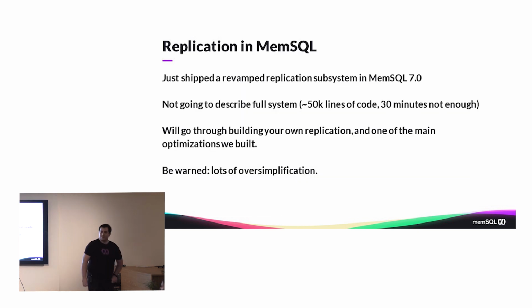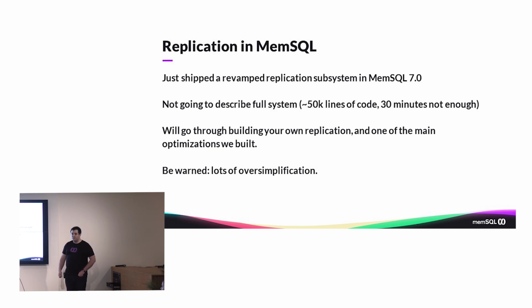And we just send over the network such that the secondary always has a logically equivalent copy. So I've been working on this for longer than I care to admit, or anyone else should know outside of MemSQL. But we just shipped a revamped replication system in MemSQL 7. I'm not going to describe everything we've done. There's like 50,000 lines of code there. There's not enough time in this day to describe everything that goes into it.